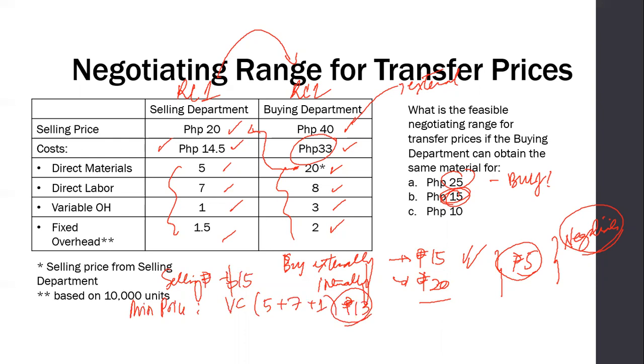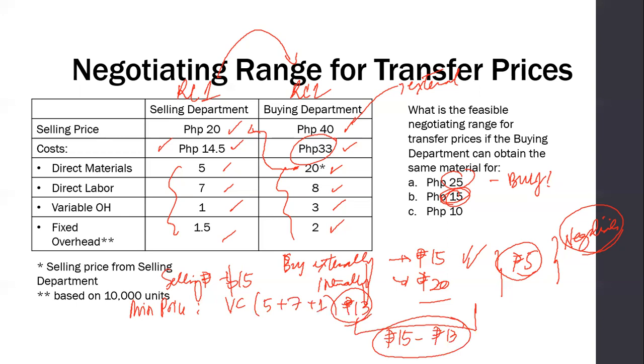Si buying department naman, syempre hindi siya pwedeng tumanggap ng more than 15. May option siya na 15 eh. So what is the negotiation range between the two? The negotiation range is 15 pesos to 13 pesos. They can talk to each other. And if they talk, they can agree na, okay, special sales tayo 14. Then it will be optimal for the organization.